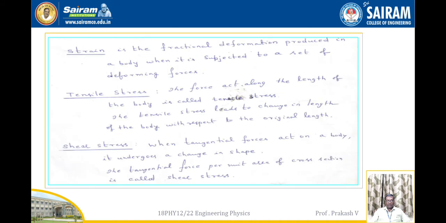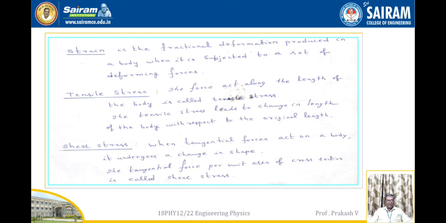Next, strain. Strain is the fractional deformation produced in a body when it is subjected to a set of deforming forces. Tensile stress. The force acting along the length of the body is called tensile stress. The tensile stress leads to change in length of the body with respect to the original length.